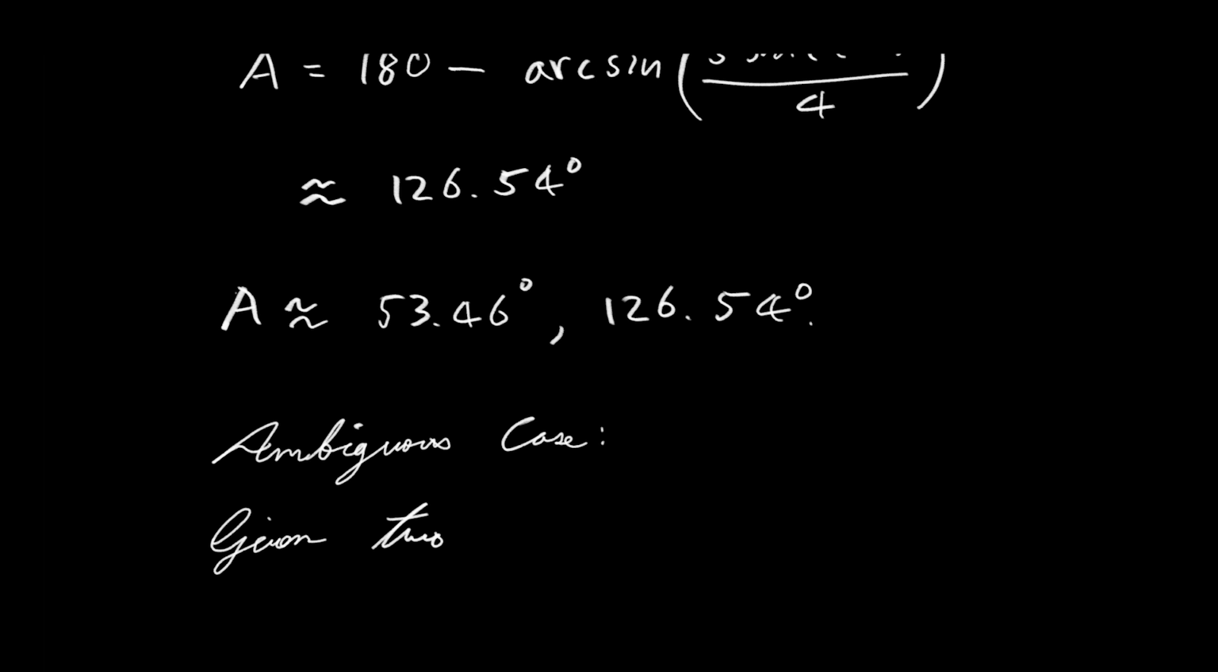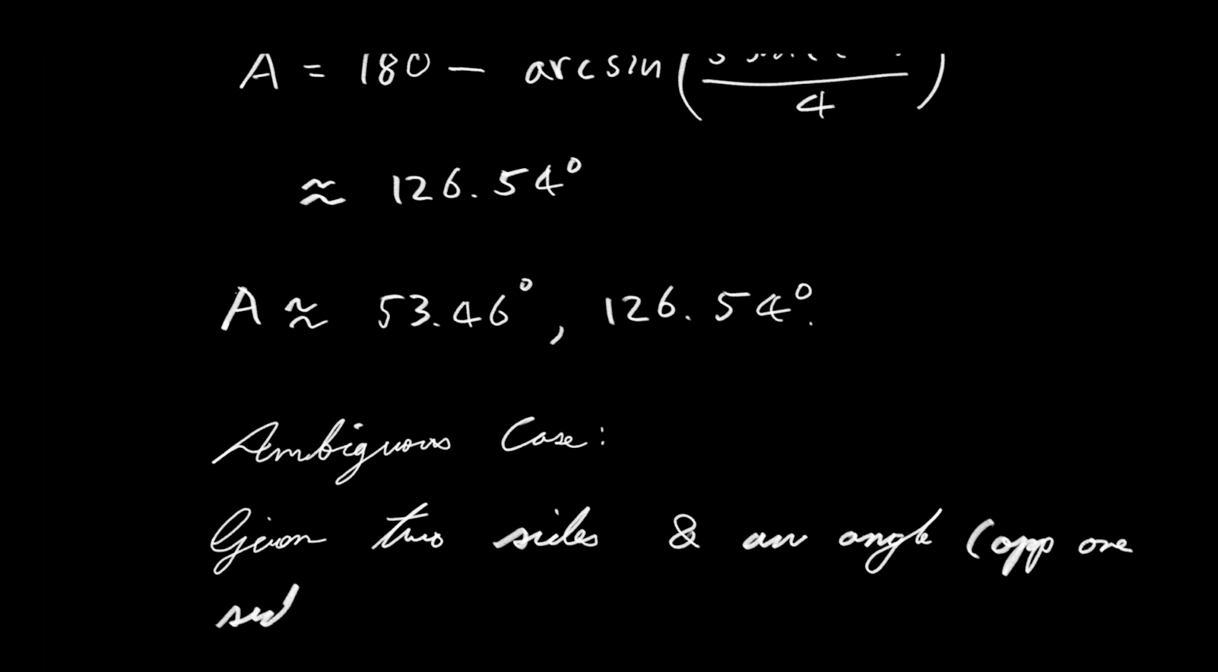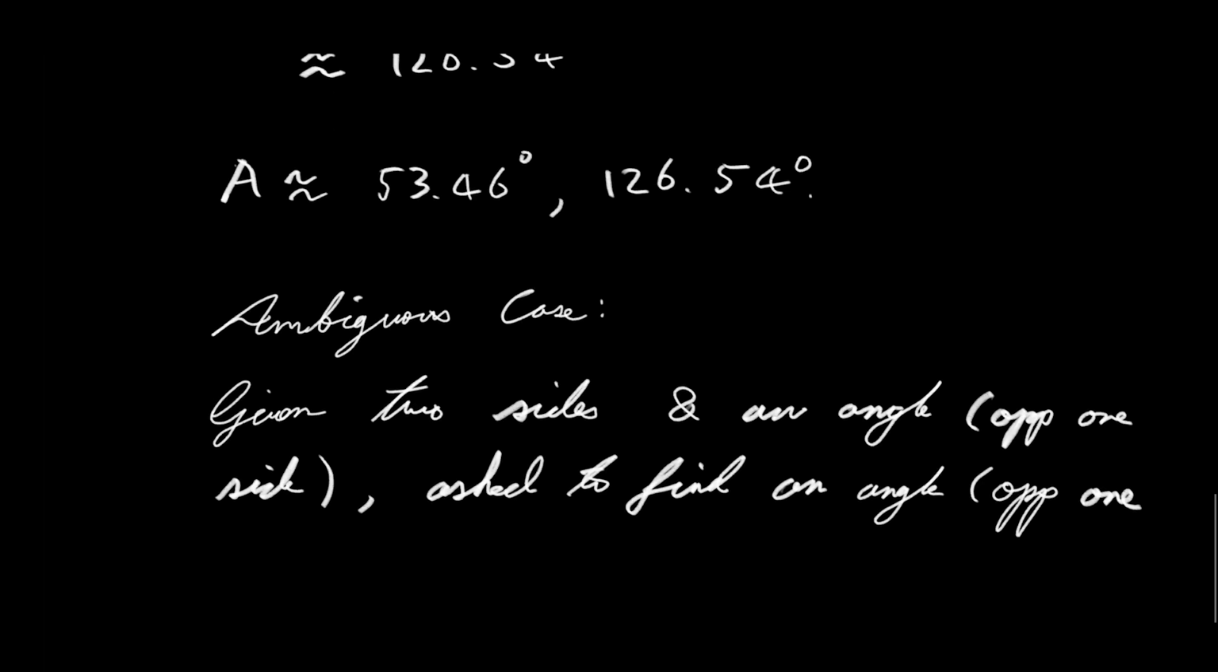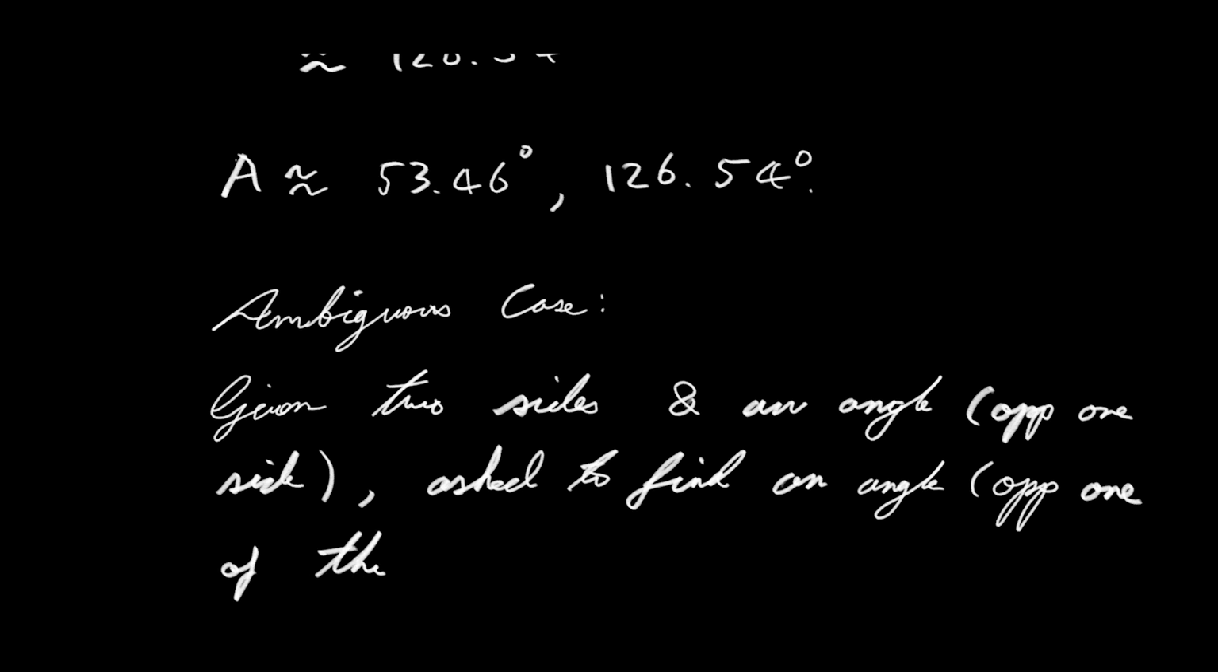Anyways, back to the ambiguous case of the sine rule. You are given two sides and an angle opposite one of the sides, and you are asked to find an angle opposite, again, one of the sides. That's the ambiguous case.